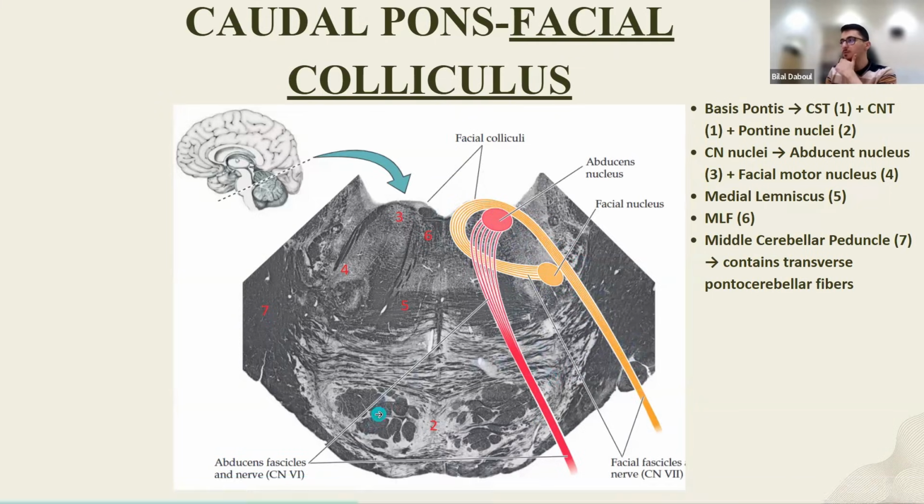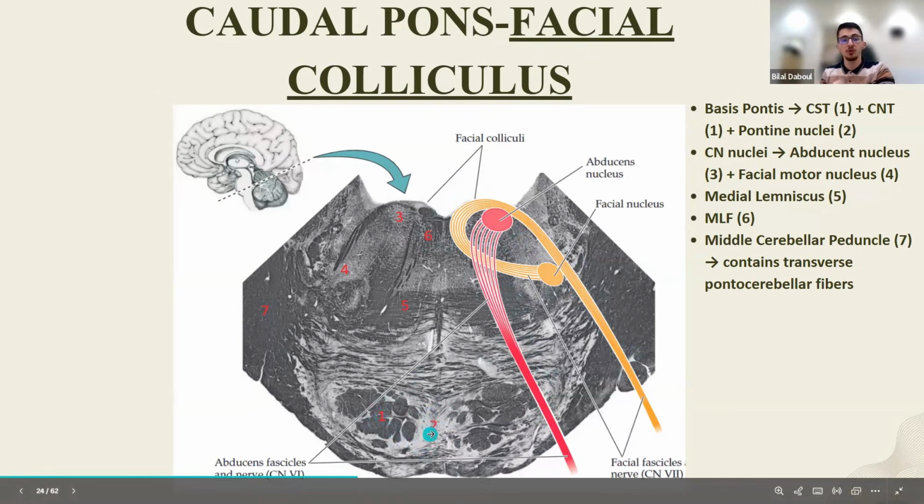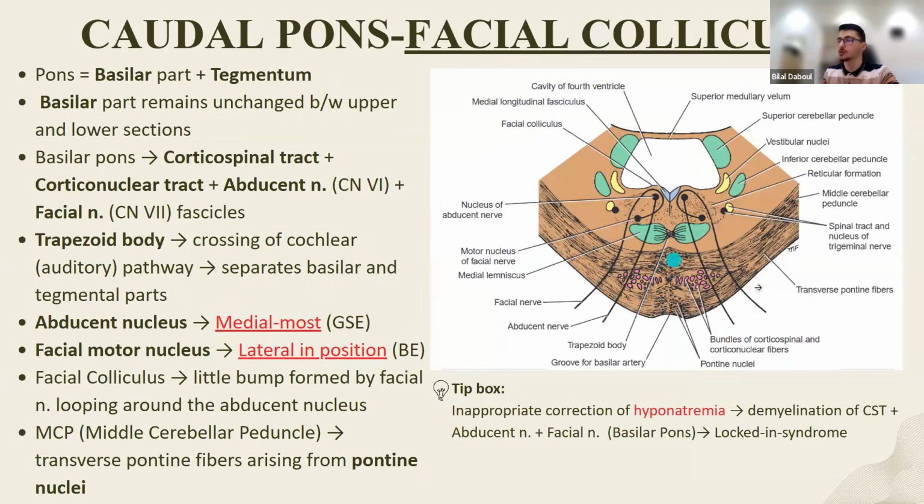In terms of labeling, one would be the basis pontis, or the basilar pons, containing corticospinal and corticonuclear fibers. Two would be the interspersed pontine nuclei, from which transverse pontine fibers arise, going to the middle cerebellar peduncle. So same thing here. They're represented by dots here. So dots, dots, dots.